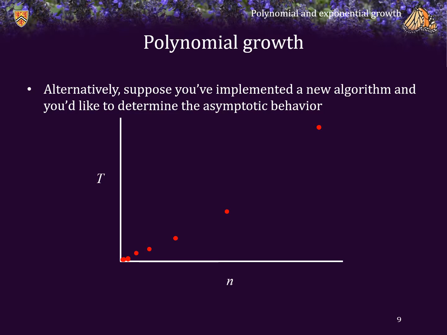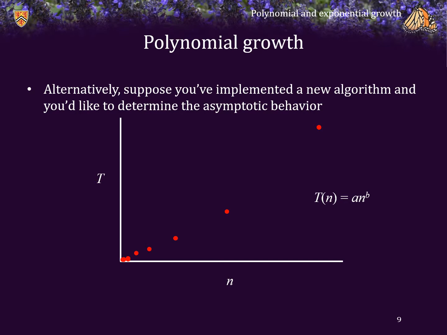Alternatively, suppose you've implemented a new algorithm and you'd like to determine the asymptotic behavior of your algorithm. So, for example, you may be implementing a heap, but a heap that is dynamically modifiable. So you'd like to determine what is the runtime of your data structure. So once again, you'd like to fit a function of the form a times n to the b, and then see what the power b is, or at least approximately is.